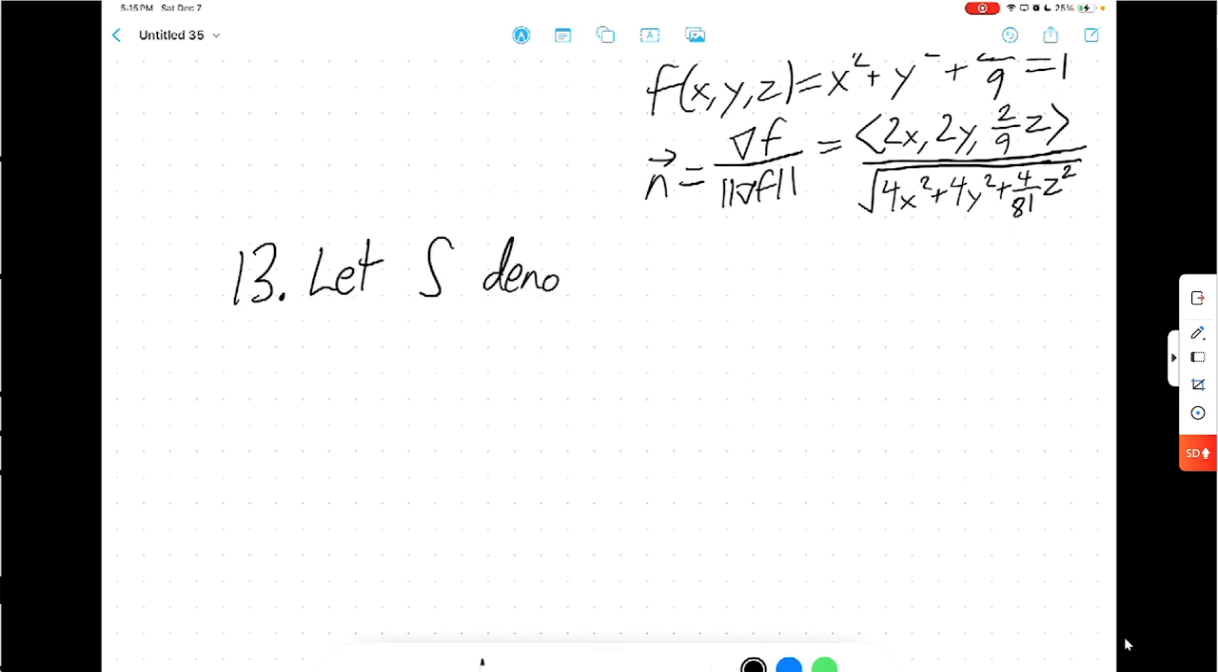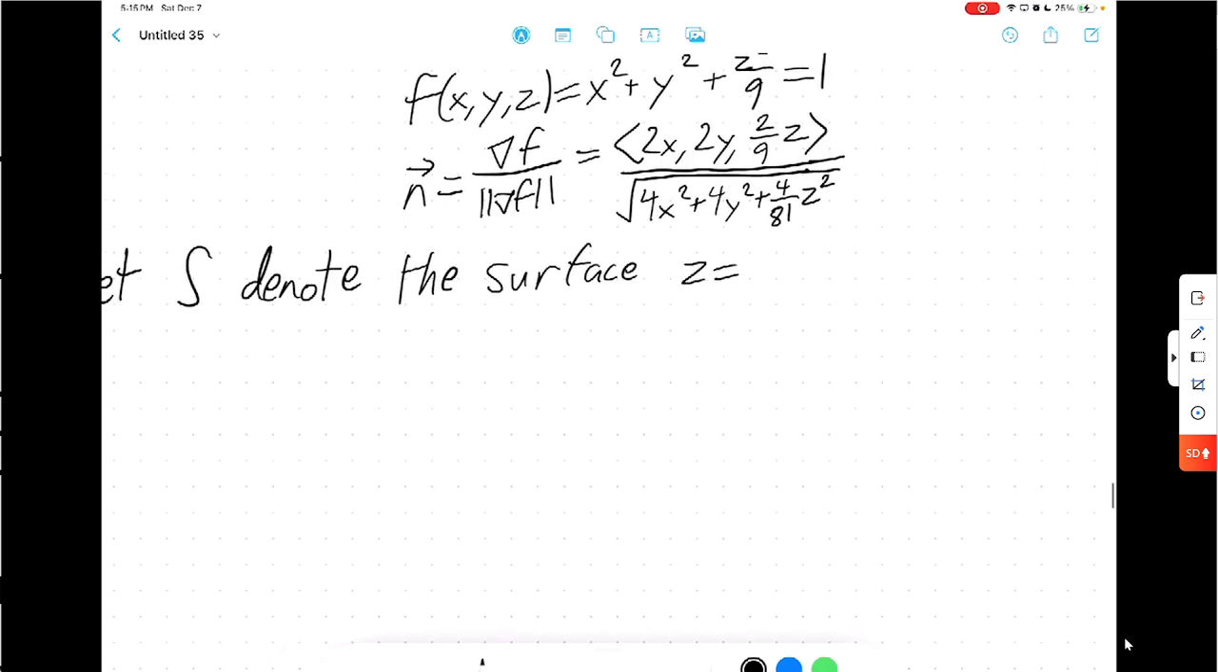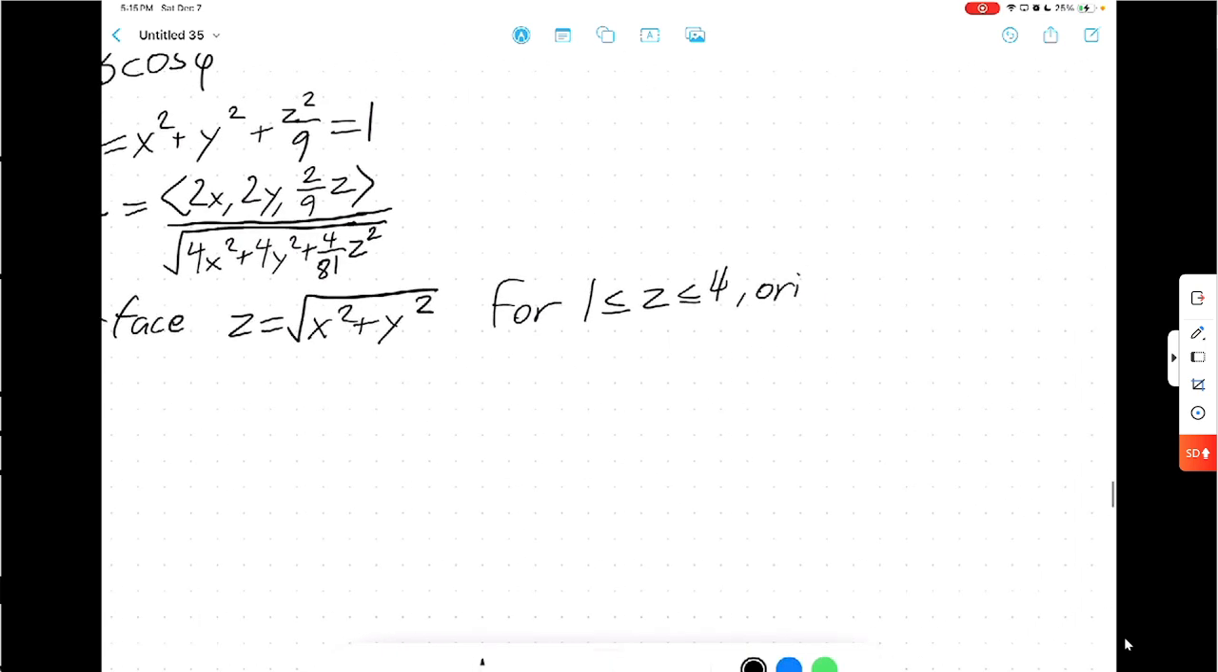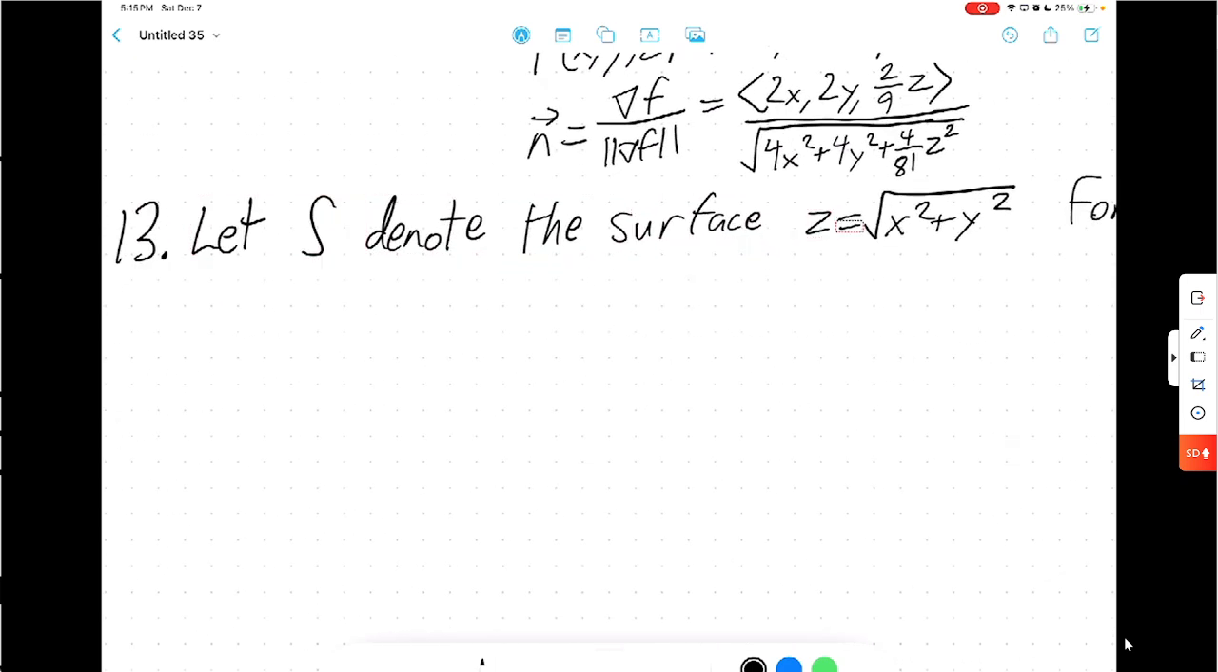Let S denote the surface z equals the square root of x squared plus y squared, for 1 less than or equal to z less than or equal to 4, oriented up. Just going to do oriented up like that. So first, part A says to give 2 parameterizations for S.